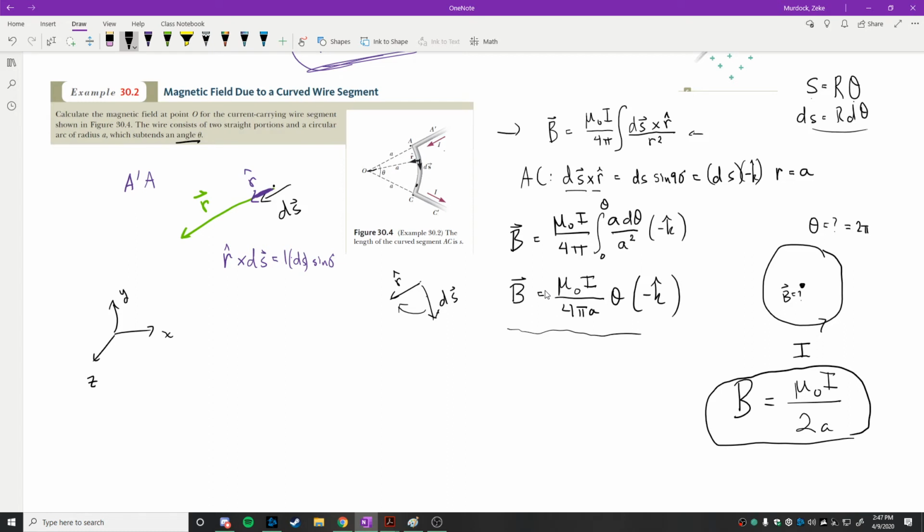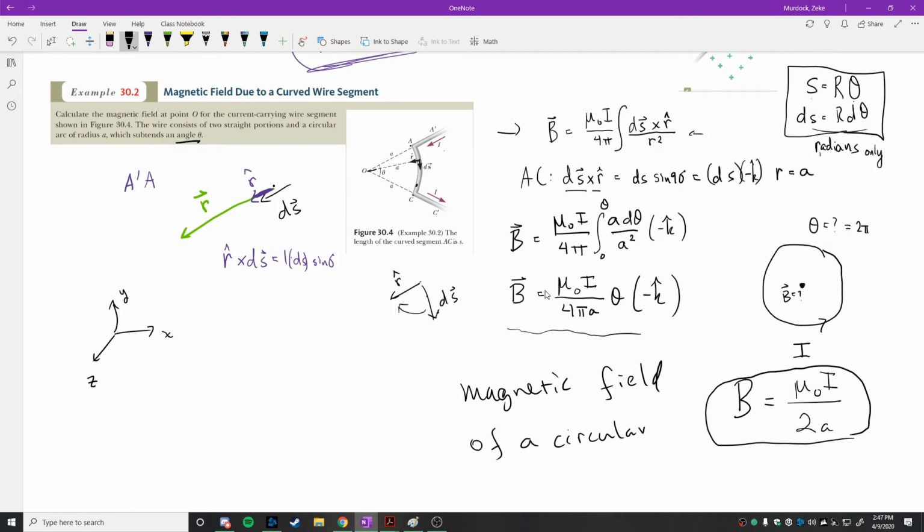If you said 360 degrees, that's fine. It's just that when we did this, it locked us into using radians. Does that make sense? This is a radians only statement. No degrees. That is only true in radians. If you want to put it into degrees, you need a conversion factor right here. But regardless, that's the magnetic field of a circular loop. Does it make sense?